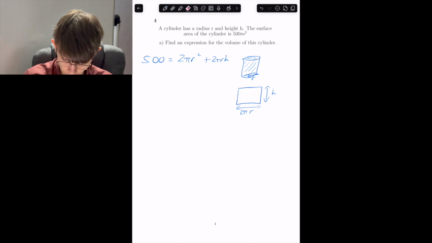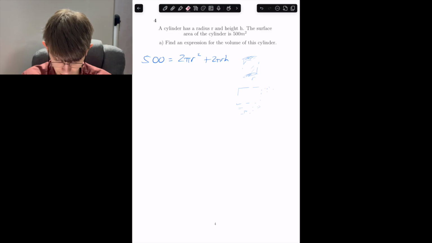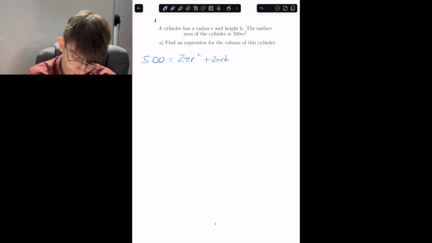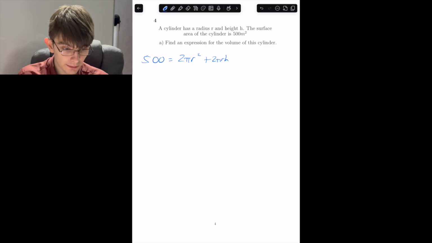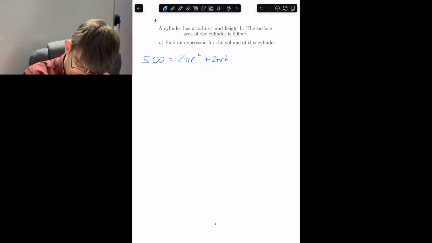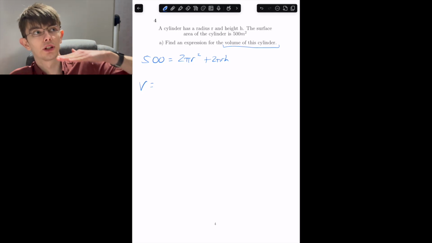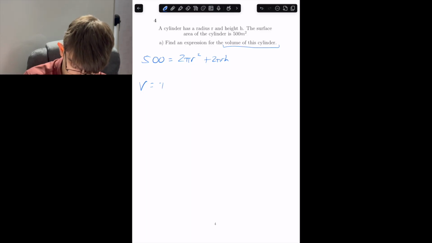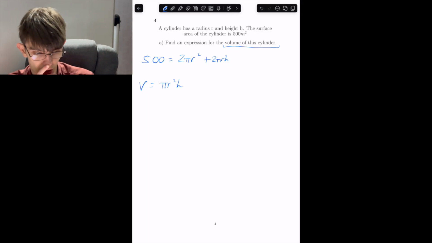Okay, I'm going to just delete little bits of working as I go because I don't have much room. My handwriting is not great to be able to use less room. So here's my surface area. Now, what do I need? Well, I need an expression for my volume. And volume, as we should probably know, is equal to the surface area of one of the faces times by the height. So pi r squared times by h.